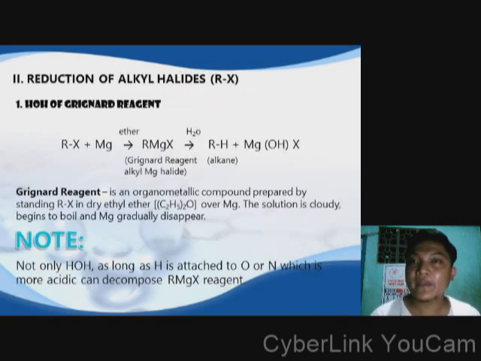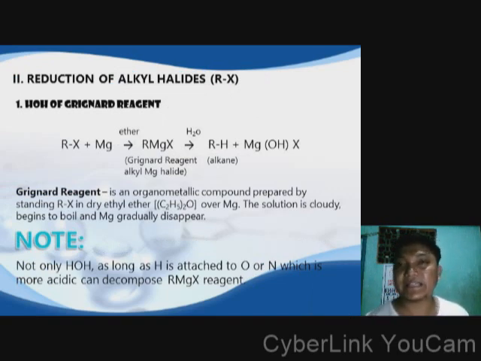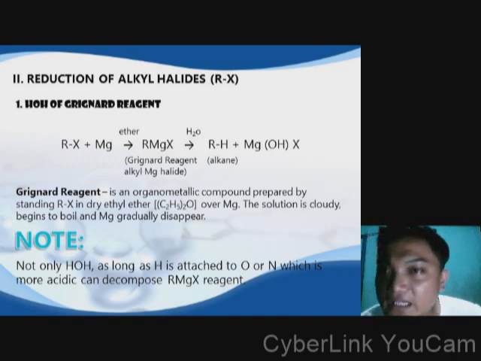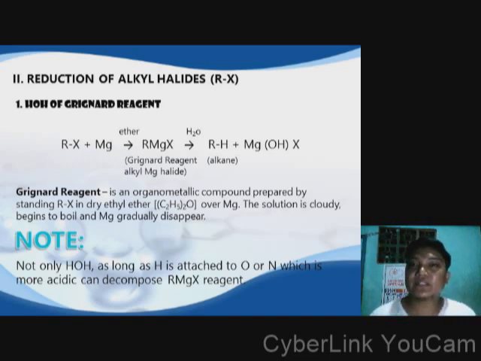Next is your reduction of alkyl halides. Reduction of your alkyl halides, your HOH of your Grignard reagent. So, meron tayo dito. Reaction is your alkyl. Pag sinabing R, that is your alkyl already. RX plus Mg or your magnesium.